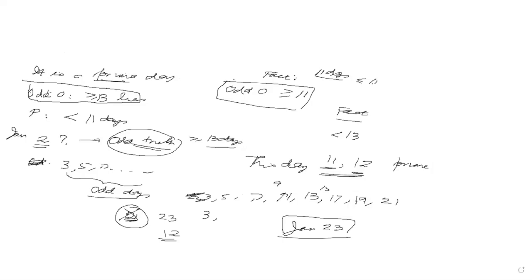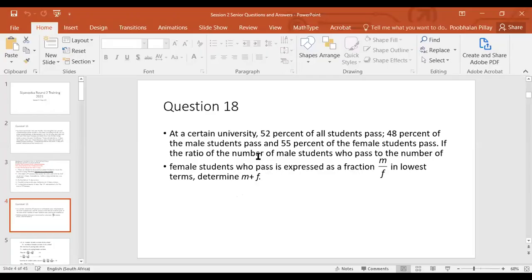This is the question. At a certain university, 52% of all students pass. 48% of the male students pass, and 55% of the female students pass. Now, this is very realistic. We also find at university that more female students pass than male students.